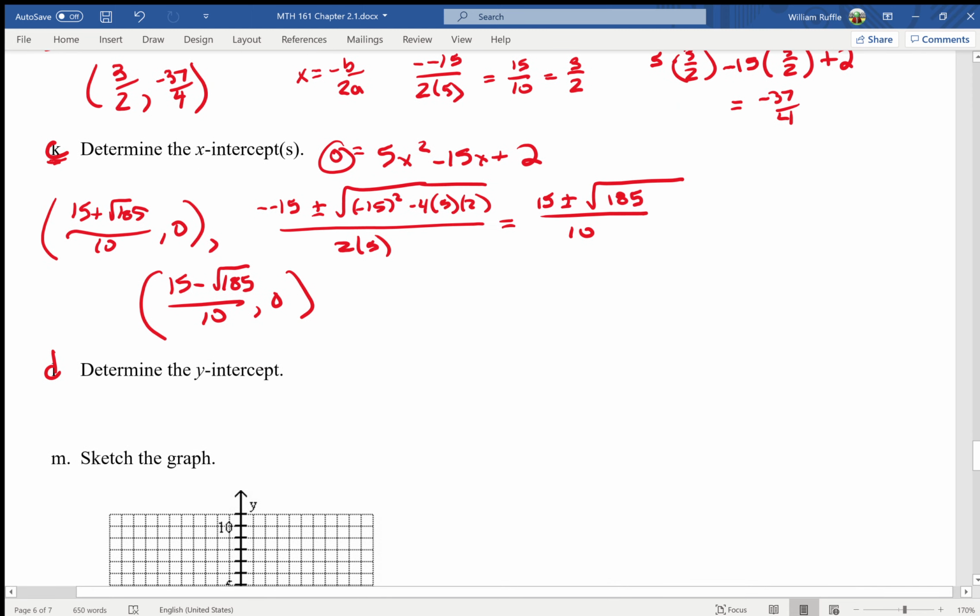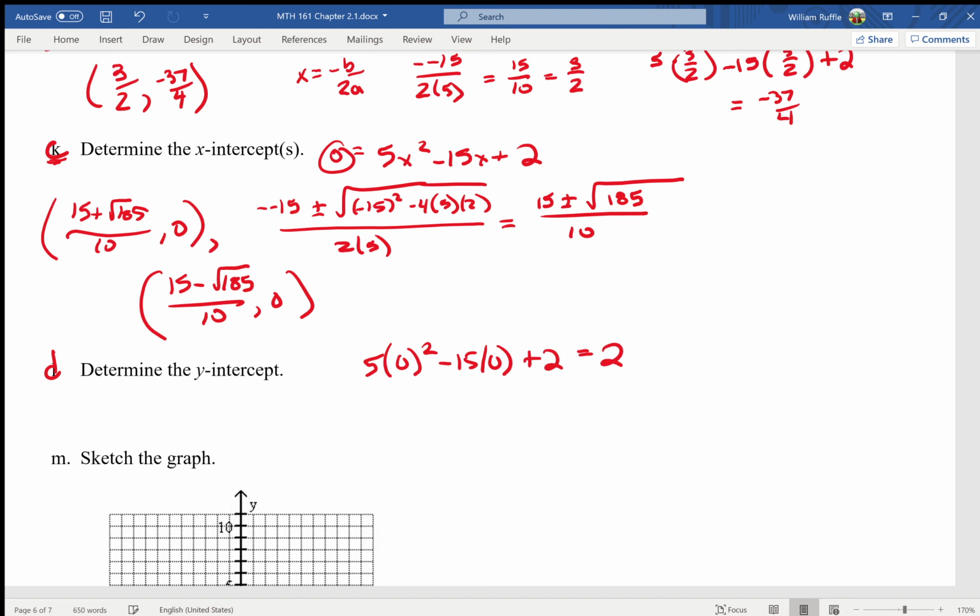It looks ugly, but we do not have to plot that point. Now determining the y-intercept, well, this is nice. We just let x equal 0. So if x is 0, it's 5 times 0 squared minus 15 times 0 plus 2. Well, that's simply 2. So the y-intercept is 0, comma 2.